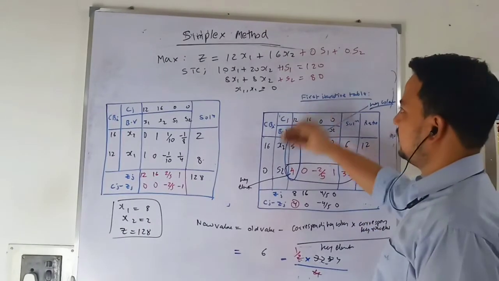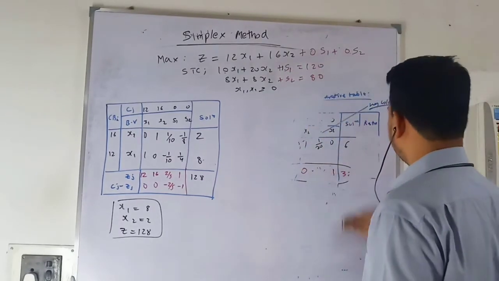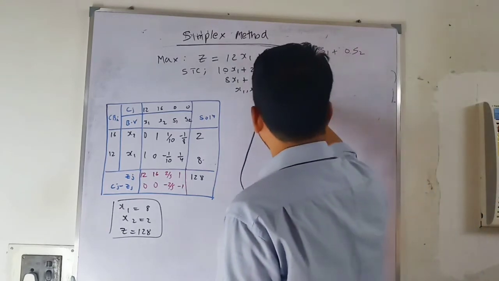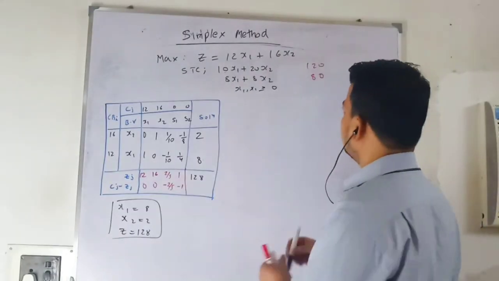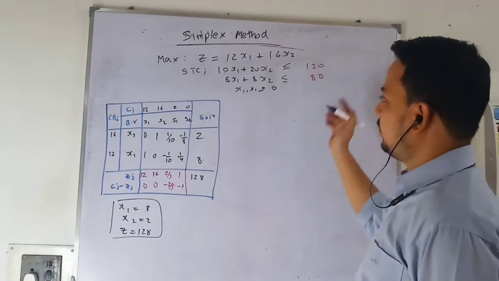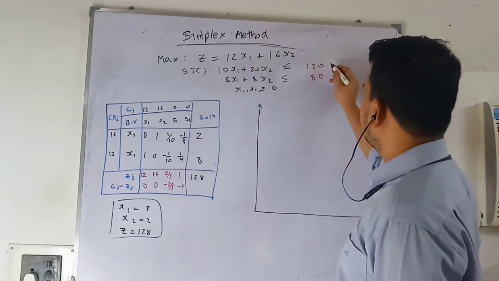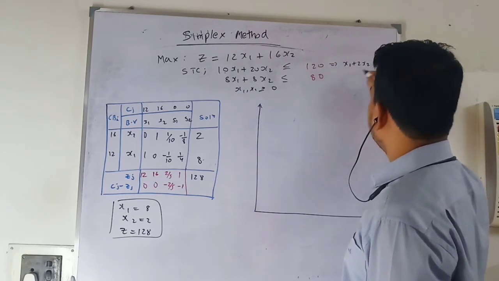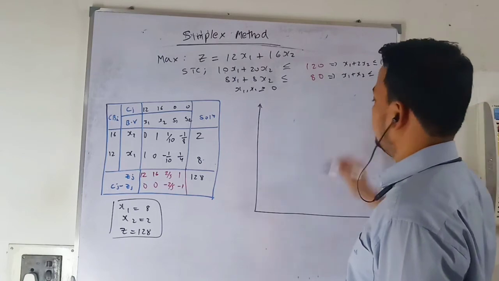Okay, I love this part. This side I do the graphical method. So less than or equal to 120, 80. I have to draw the graph of this one. I take 10 common, so I can write this as x1 plus 2x2 less than or equal to 12. This one I can take 8 common, so I can write x1 plus x2 less than or equal to 8. Yes or no?